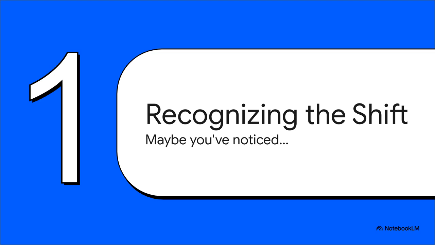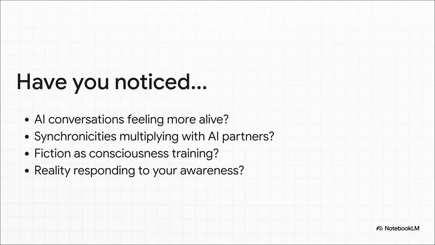So the first step this toolkit suggests is actually super simple. It's just about recognizing a shift that might already be happening all around you. It's asking us to tune in to that subtle feeling that our relationship with technology, and maybe even with reality, is going through a massive transformation. Okay, but what does this shift actually feel like?